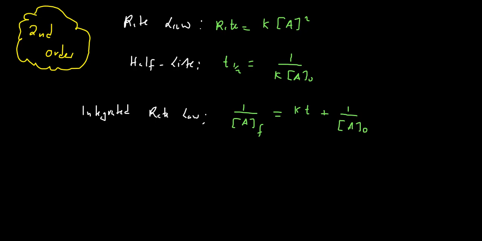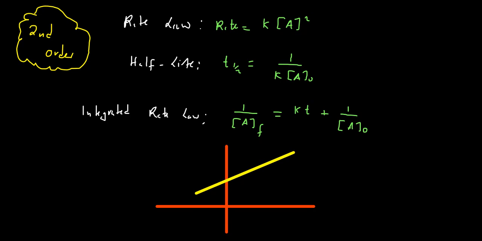And when you look at the equations, if you were to graph a second order reaction, how would it look like? The graph would be something like that. So it has got a positive gradient, different from the others where the gradient was negative.